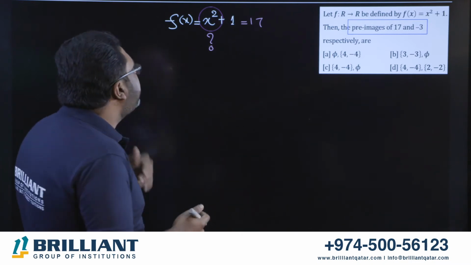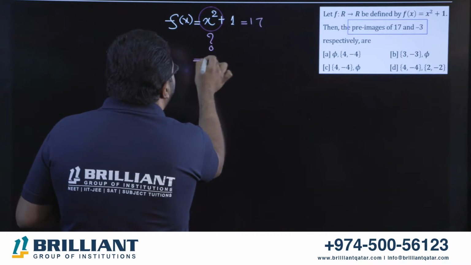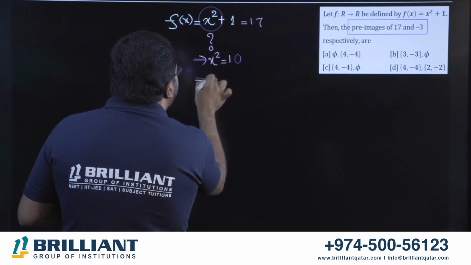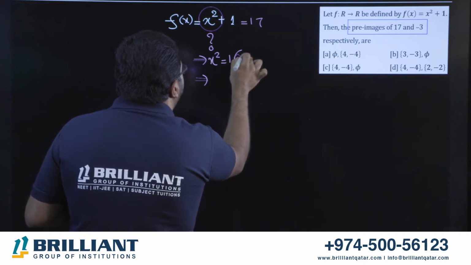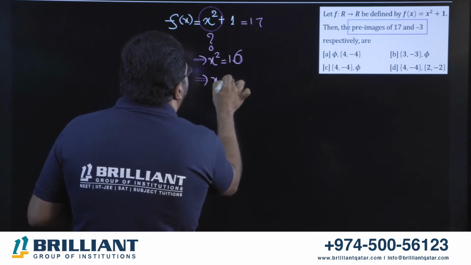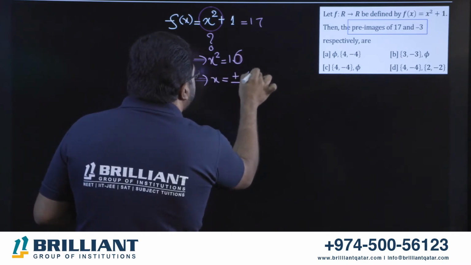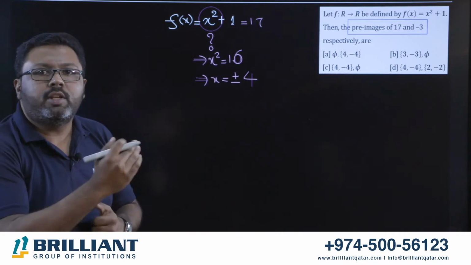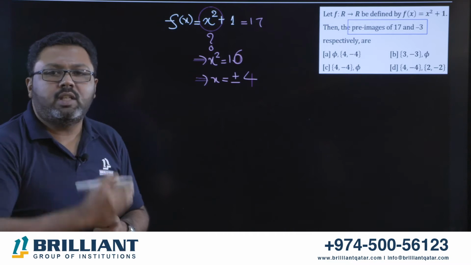So 17 is given to you. Find the value. So you can say that x squared is equal to 16. That implies x is equal to plus or minus 4. This is going to be the pre-image of 17.